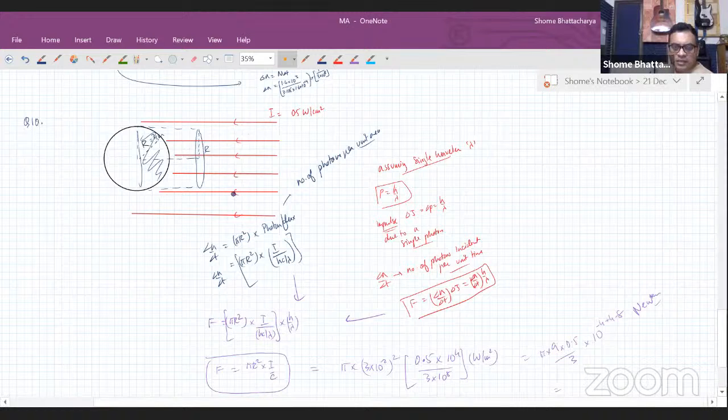Oh, my mistake. The radius of the sphere is given as 1 centimeter. So just make a correction here. The radius is 1 centimeter.